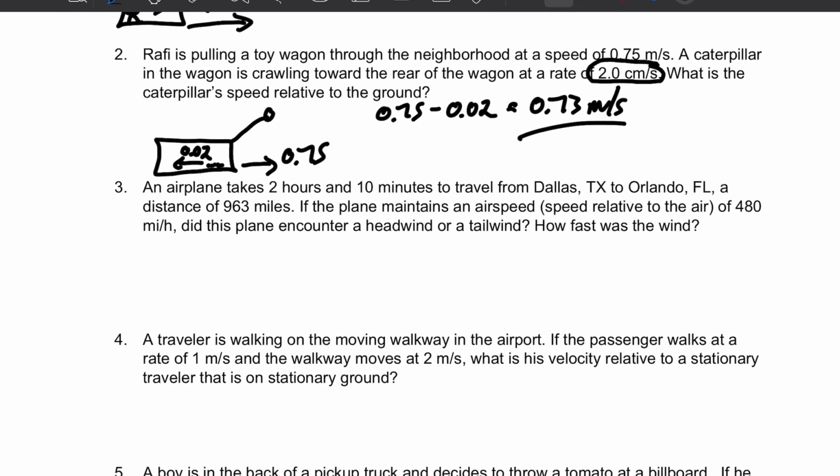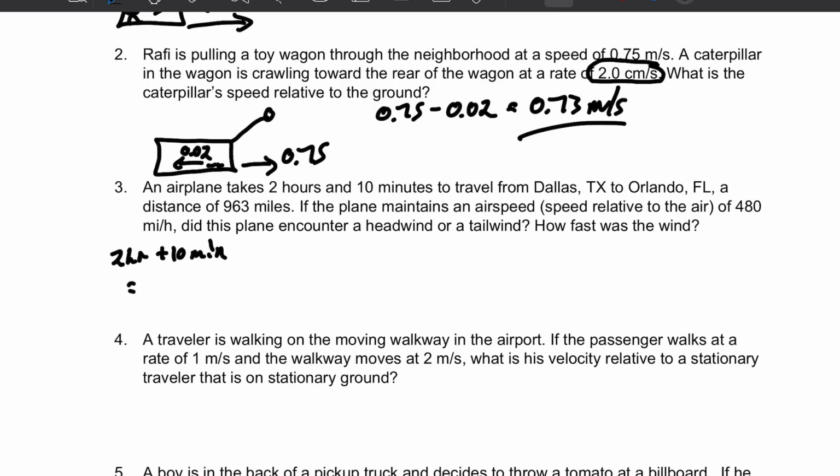An airplane takes 2 hours and 10 minutes to travel from Dallas, Texas to Orlando, Florida, a distance of 963 miles. If the plane maintains an airspeed of 480 miles per hour, did this plane encounter a headwind or a tailwind? How fast was the headwind, or how fast was the wind?